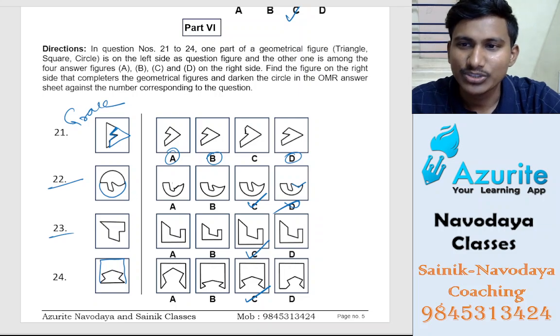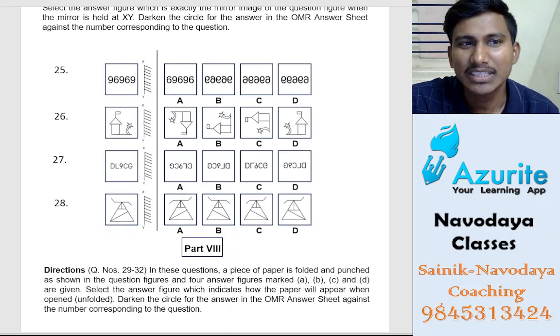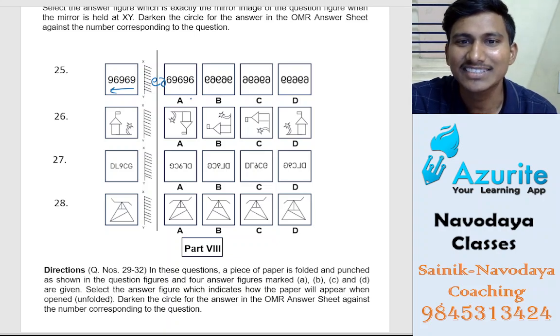So next here students, 24th is done, 25th now. So if you see 25th, it is mirror image. So we have to go from this side. This 9 will become like this, 6 will become like this. So 9 6, in which figure 9 6 is like this? So if you see, option D is the answer, right? So if you see 9 6 9 6 9, I think answer is option B, answer B, not D, right? So if you see, this is wrong, right?